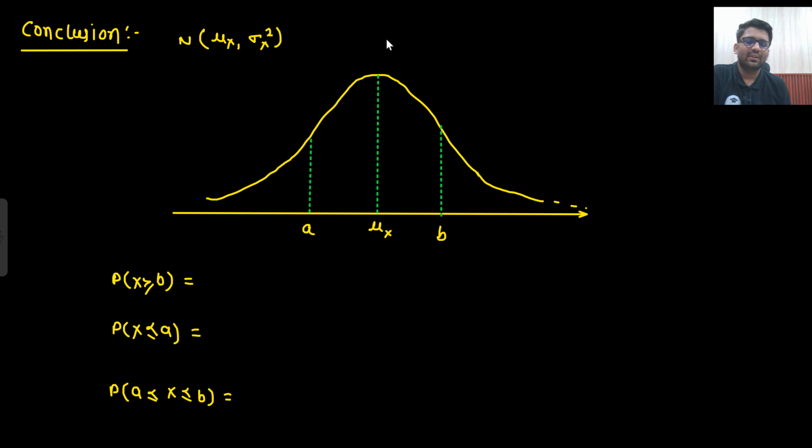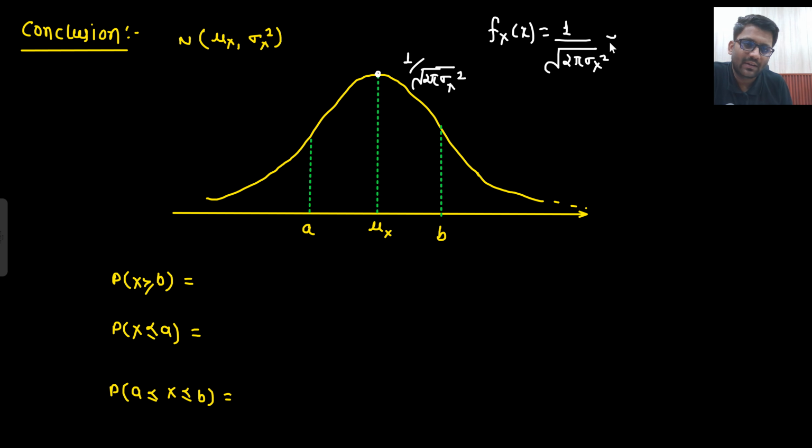Now let's write down the conclusion. So let's just say this is the midpoint. Right? Normal distribution, this is the midpoint. At midpoint what will be the magnitude? 1 upon under root 2 pi sigma x square. Right? And if someone asks you what is the PDF, so your PDF is 1 upon under root 2 pi sigma x square e to the power minus (x minus mu x) whole square upon 2 sigma x square.